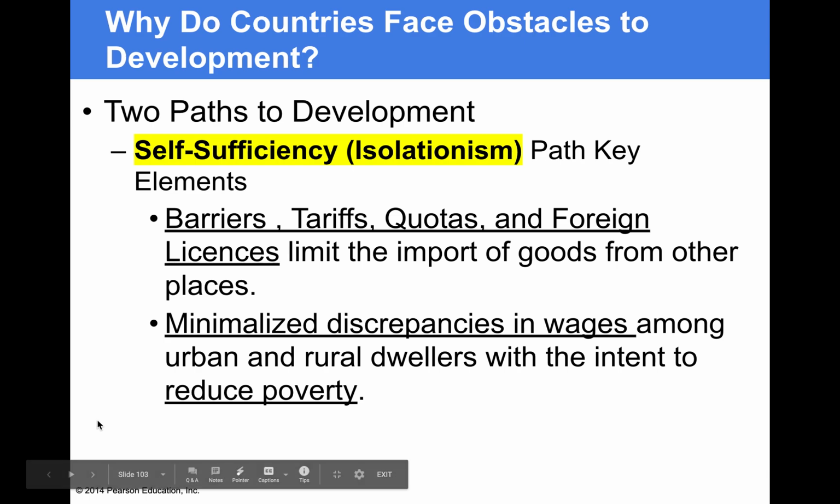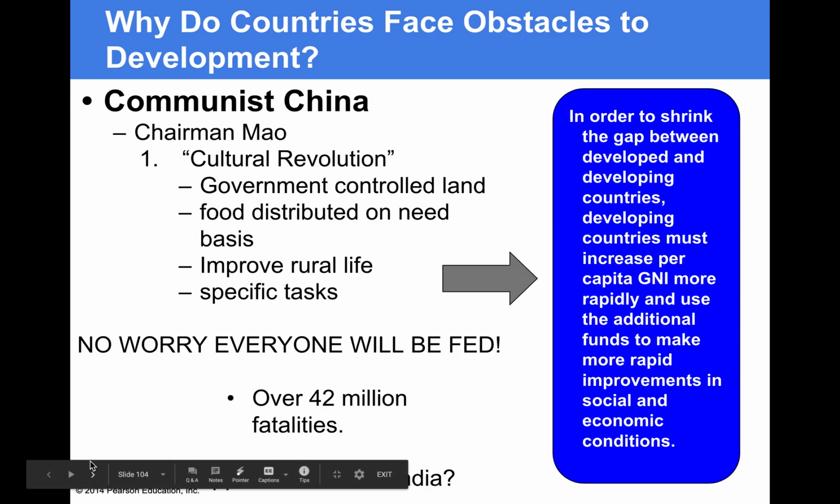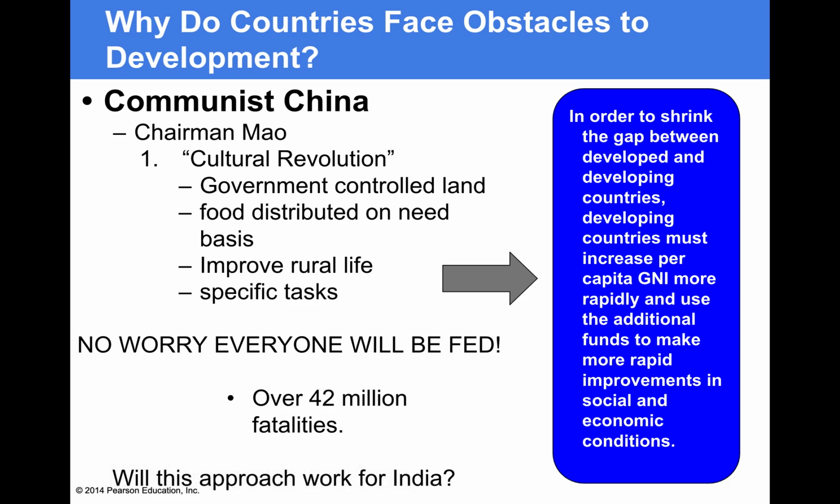And here's again how self-sufficiency isolates. We'll take a look at China with Chairman Mao, who was the communist leader of China and led the Cultural Revolution on creating the People's Republic of China. In doing that, the Cultural Revolution would improve life by assigning specific skills within the self-sufficiency approach. Therefore, it would produce enough food for everyone. However, it didn't work, and it was a disaster, and this disaster led to 42 million people perishing.